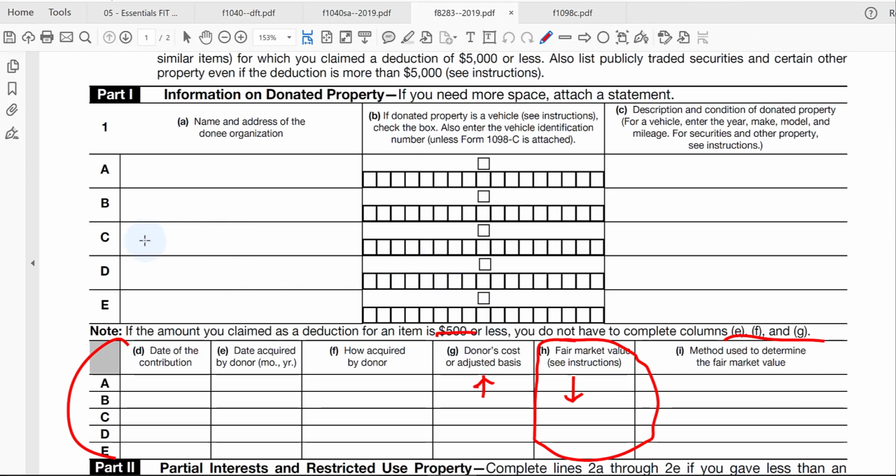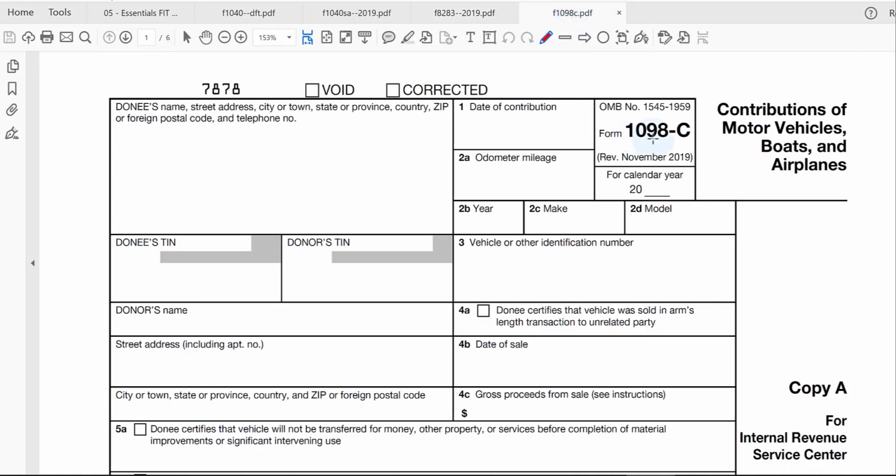If you're contributing an automobile, a vehicle, you shouldn't deduct what our textbook says is the blue book value. What you should do is wait for the charity to get back to you with this form called a 1098-C, and they're going to probably sell that vehicle that you had contributed. And what you can deduct is the sales price and not what you think the value of that automobile is.